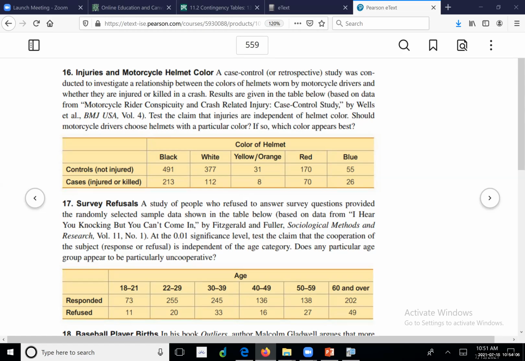Excellent, Oyandamala. Excellent, Tammy. Excellent, Andrew. So many of you got it. So yellow and orange seem to have the least. Okay. Any question?